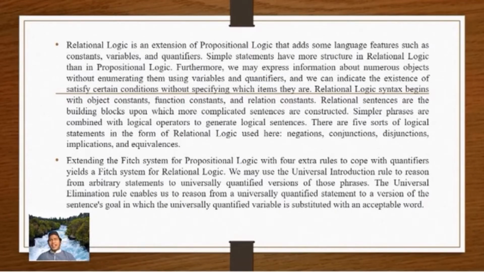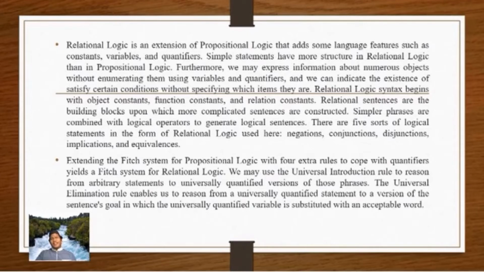Relational logic syntax begins with object constants, function constants, and relational constants. Relational sentences are the building blocks upon which more complicated sentences are constructed. Simpler sentences are combined with logical operators to generate logical sentences. There are 5 sorts of logical sentences in the form of relational logic used here: negation, conjunction, disjunction, implication, and equivalence.